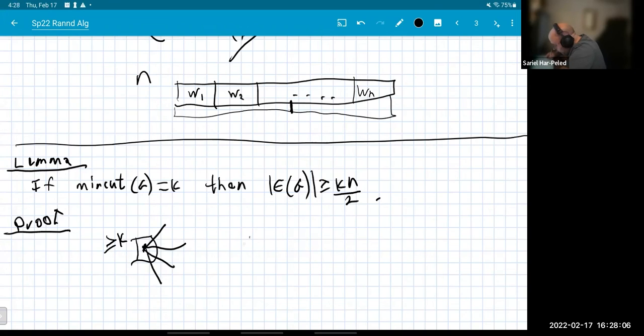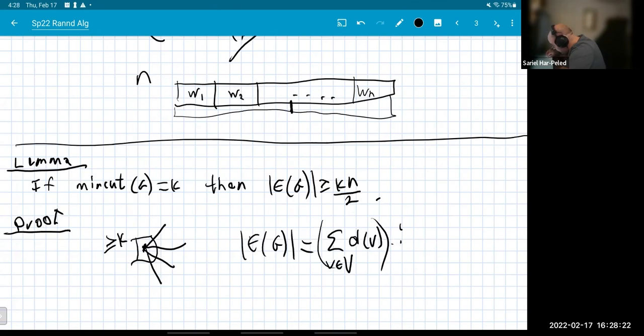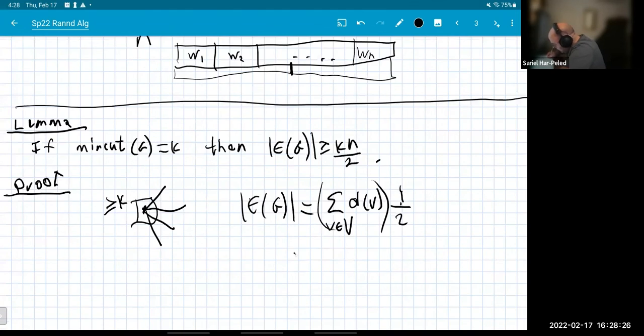And now you just need to remember that the number of edges in the graph is equal to the total sum of the degrees of vertices in the graph, divided by 2, because we count every edge twice. Since each one of those numbers is at least K, this is Kn over 2. So we proved the lemma.